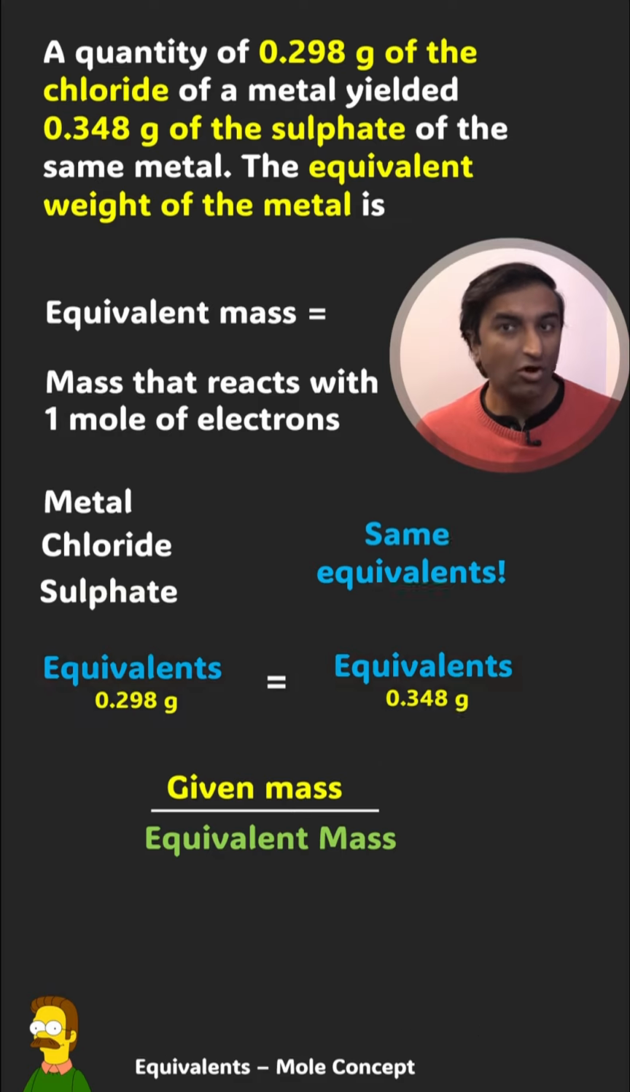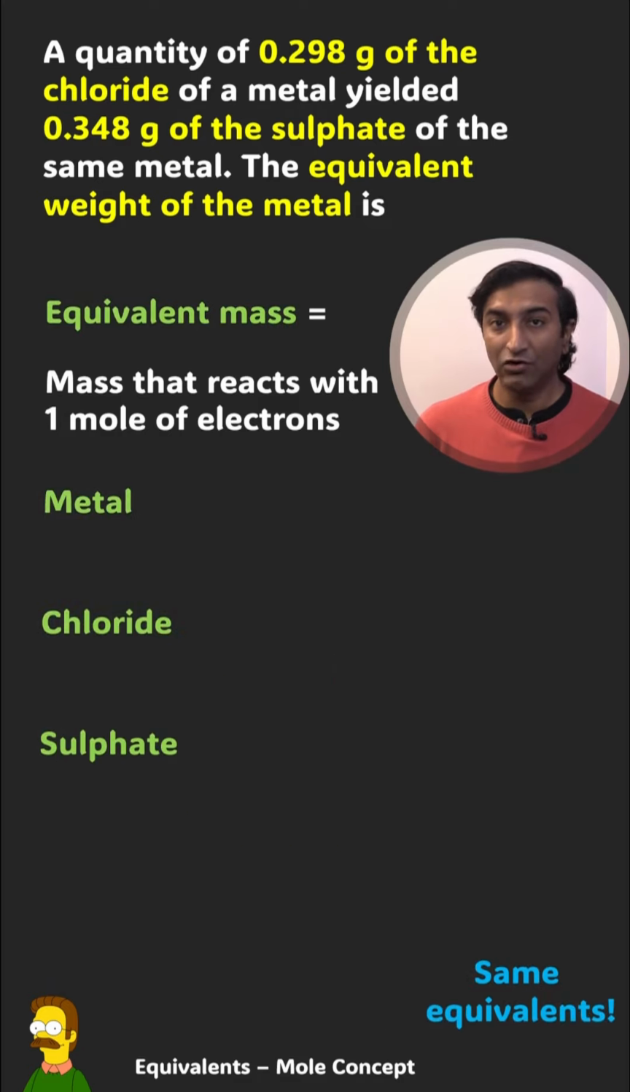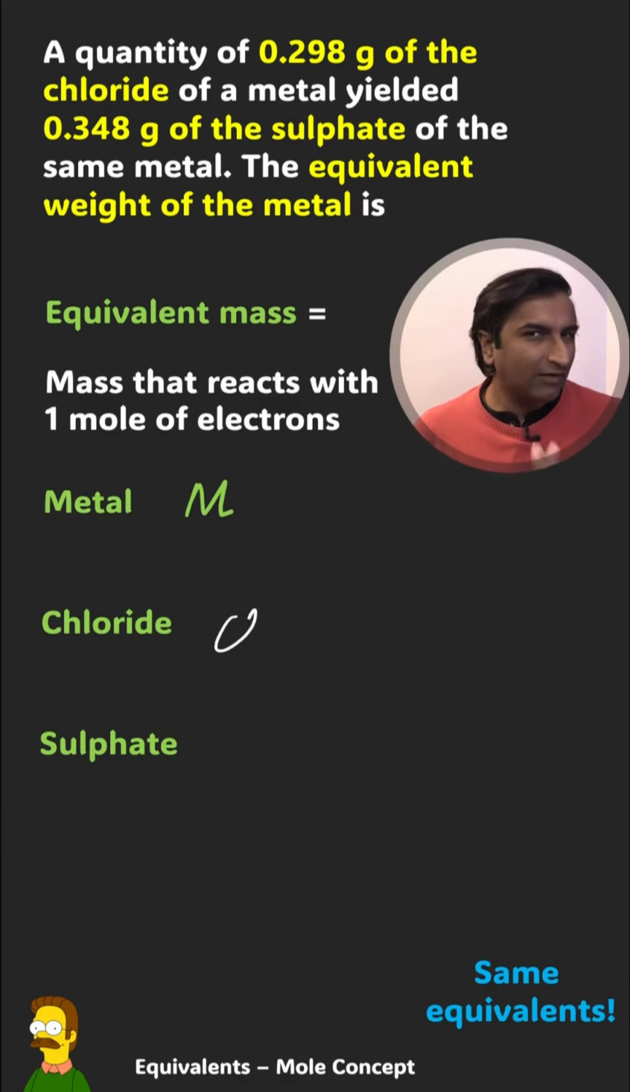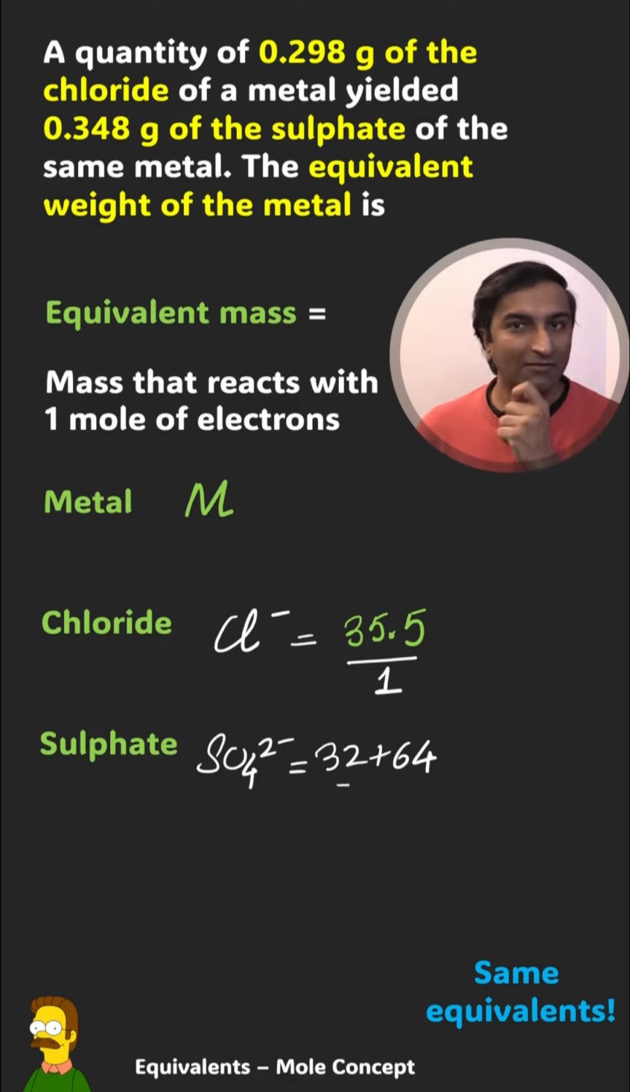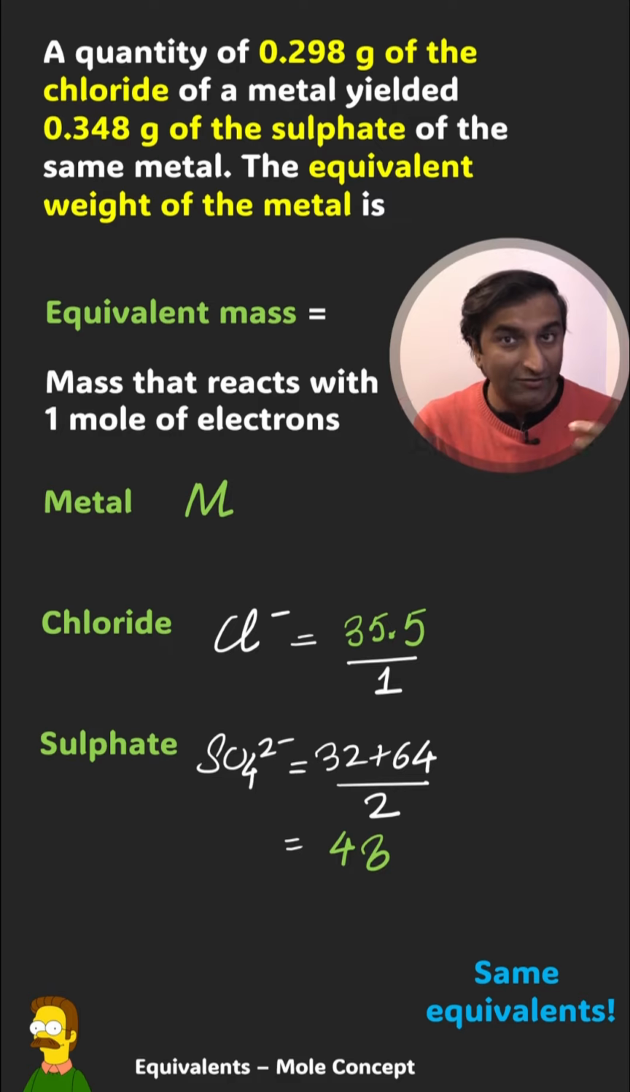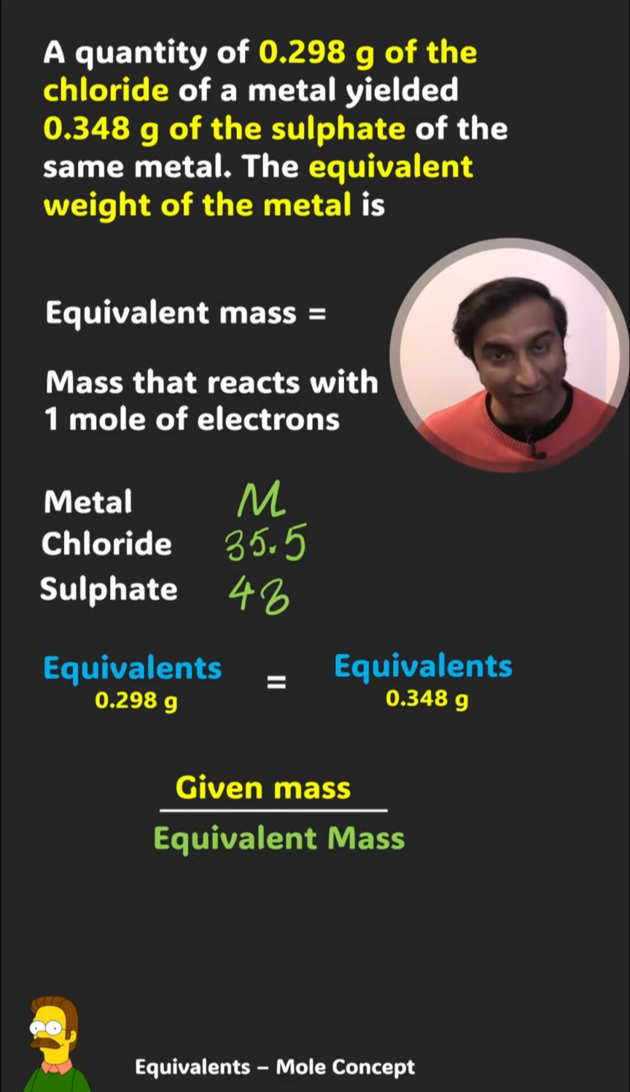Let's substitute now. What is the equivalent mass of metal, chloride and sulfate? Metal, let's take it as M because that's what we need to find. Chloride is 35.5 divided by 1 because its charge is just -1. Similarly, sulfate is going to be whatever the mass of the entire ion is divided by 2 this time because the charge is 2.